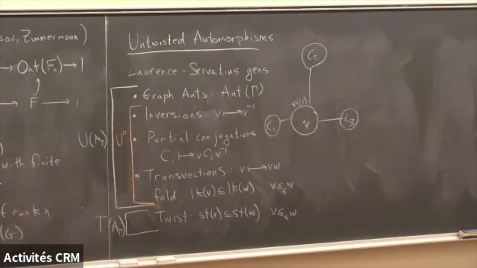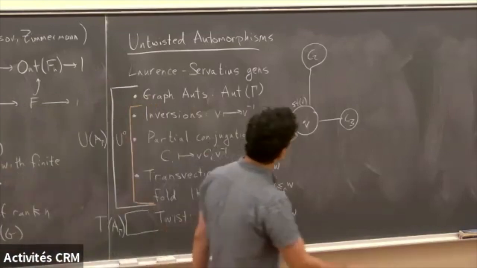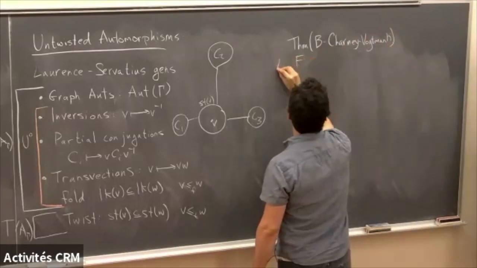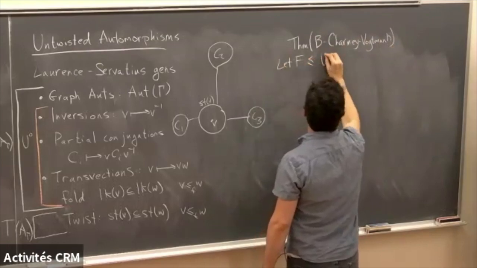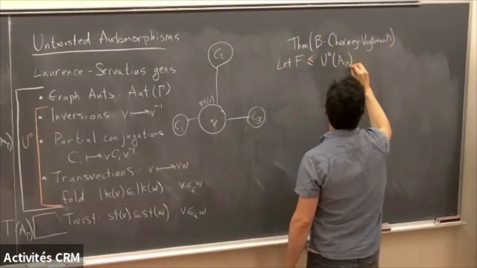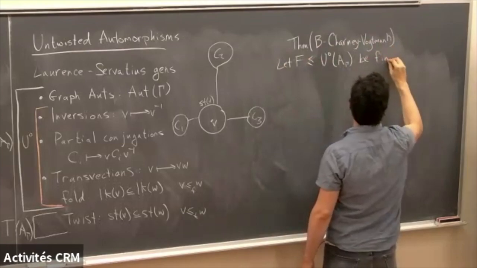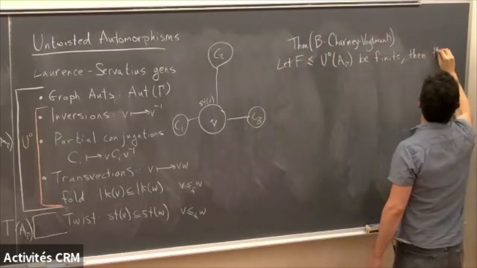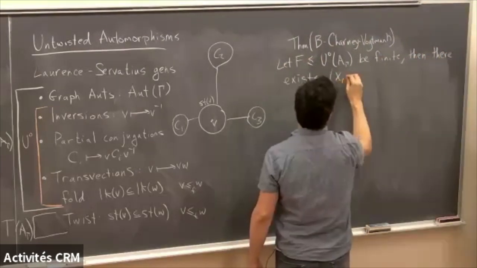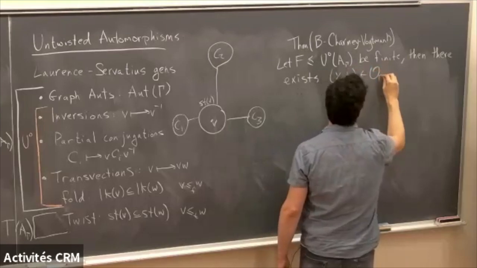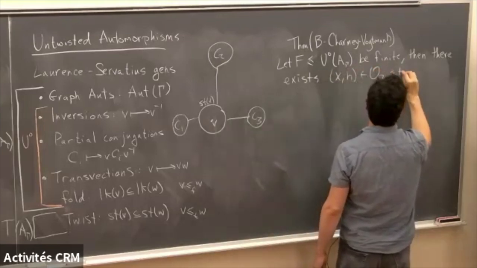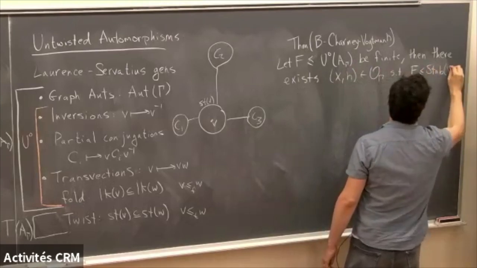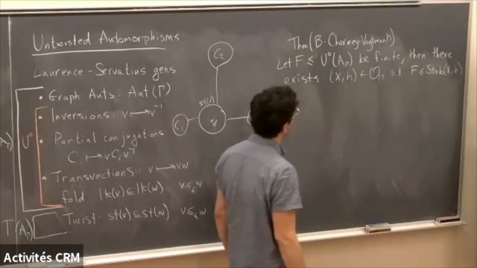So, right, I can state the theorem now. So let's say let F inside of U0 of A gamma be finite. Then there exists a point X H in O gamma such that F is contained in the stabilizer of X H. Okay.